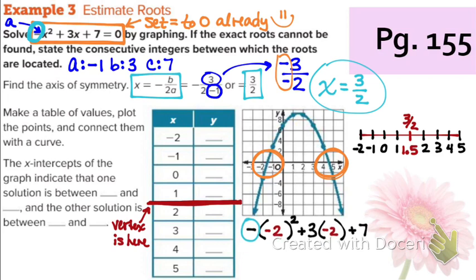So yeah, you should have a negative right at the very beginning, and then you're going to substitute in your x and square it.